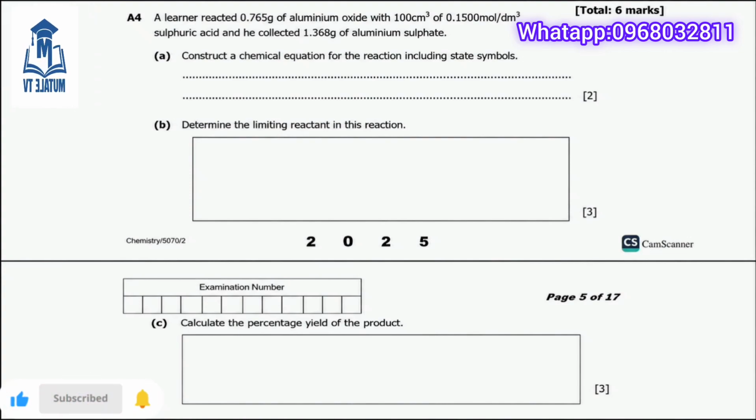State symbols. So what you need to know is that aluminium oxide is a metal oxide. And when a metal oxide reacts with an acid, the products are salt and water. So this is a key concept you need to know. Whenever a metal oxide reacts with an acid, the products are always salt and water.